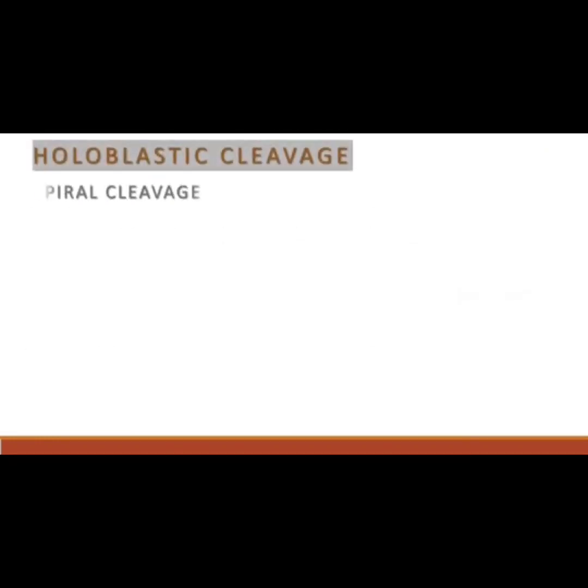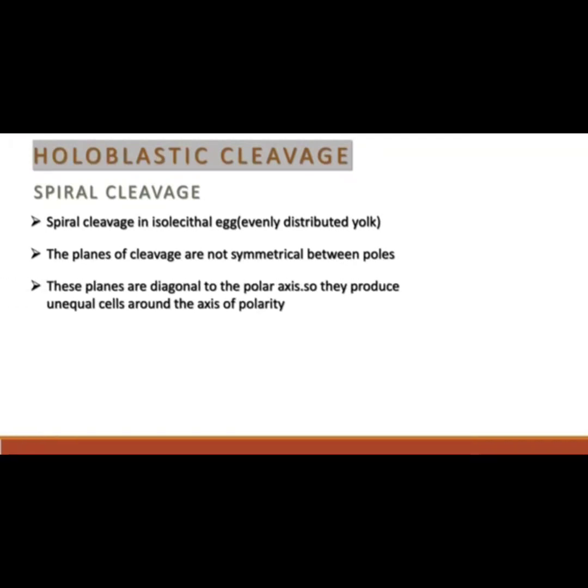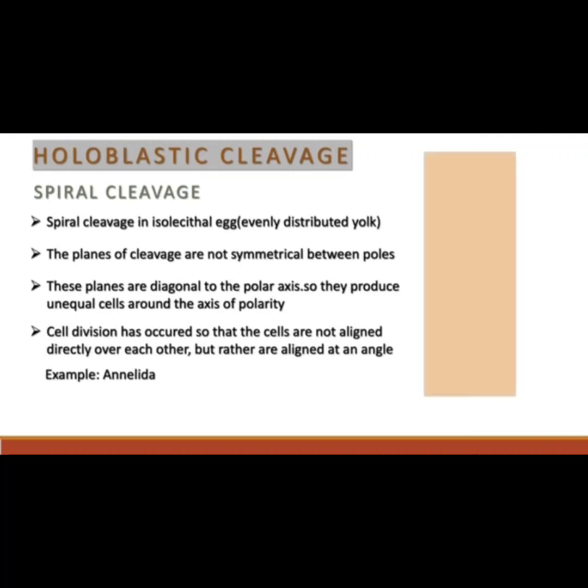Spiral cleavage. Spiral cleavage occurs in isolecithal egg, that is, egg with evenly distributed yolk. The planes of cleavage are not symmetrical between the poles. These planes are diagonal to the polar axis. They produce unequal cells around so that the cells are not aligned directly over each other but rather are aligned at an angle. Example, Annelida.